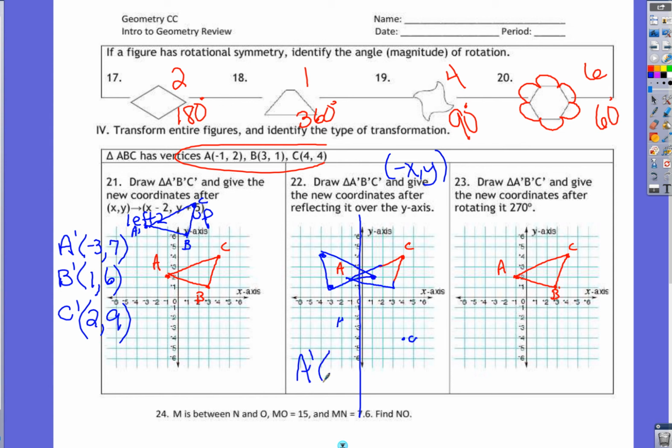A prime. Flip your sign. B prime. Flip your sign. C prime. Flip your sign.